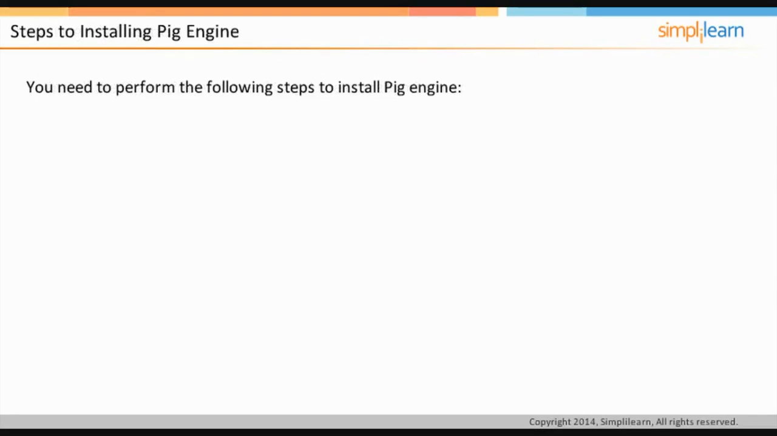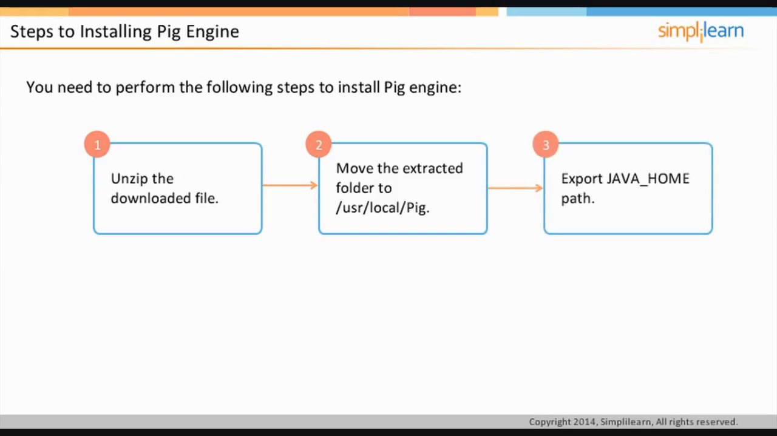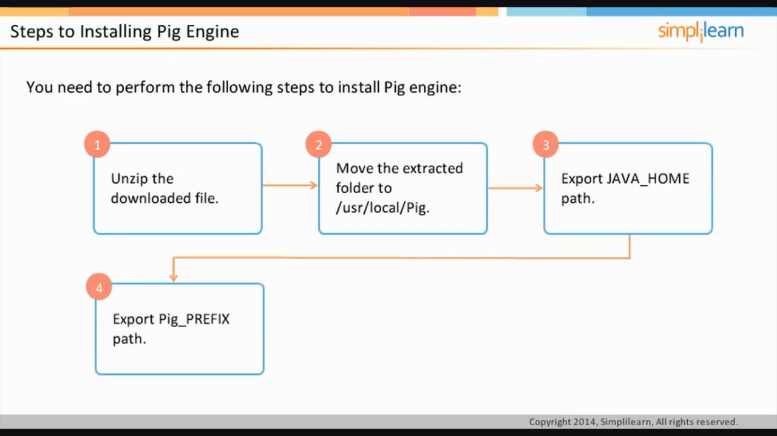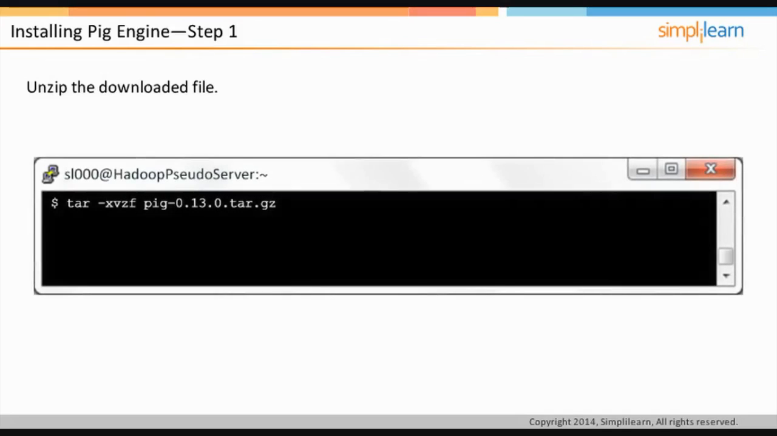You need to perform the following steps to install the Pig engine. Unzip the downloaded file. Move the extracted folder to /usr/local/pig. Export Java_home path. Export pig_prefix path. Set the path for the bin folder of Pig setup. In the subsequent screens, we will examine each step in detail. Unzip the downloaded tar file using the command shown on screen. Please check if the file name matches with the one you have downloaded. In the next screen, we will learn the process for moving the extracted folder.